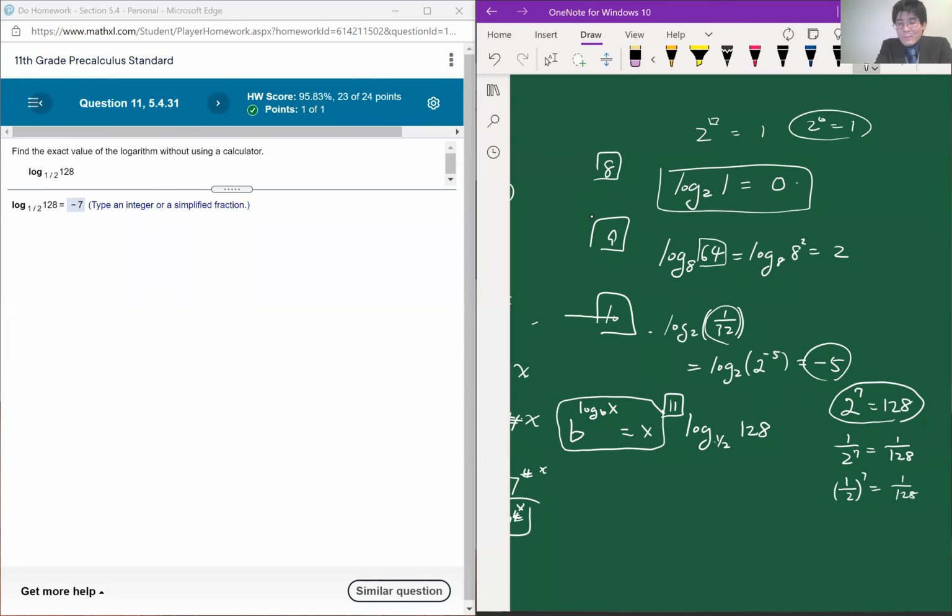So we want to have 128. So we're going to take the reciprocal again, and that's going to give us 128. So 1/2 to the power of 7 gives 1 over 128, so we're going to flip it. And that is equal to negative 7.